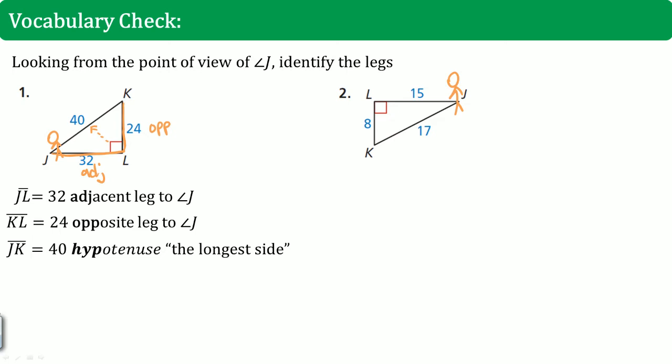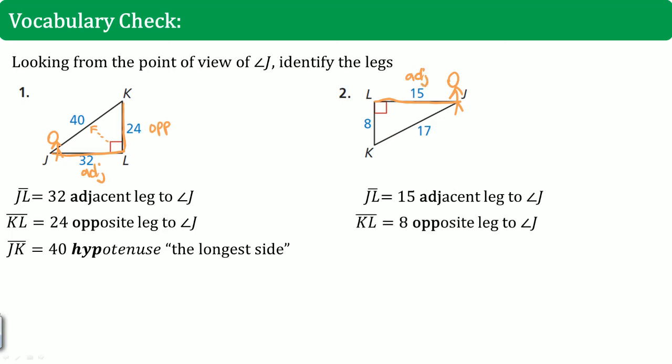Let's do number 2. They say here that 15 is going to be the adjacent leg, because that is your closest, or the nearest. KL, which is 8, is going to be your opposite because it's on the far end. Then your longest side, which is 17, is going to be your hypotenuse. So that is the hypotenuse right there at 17.